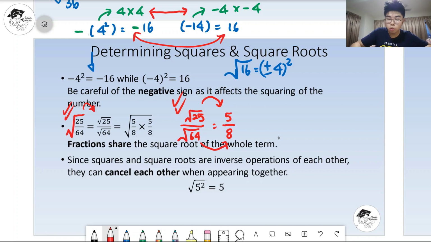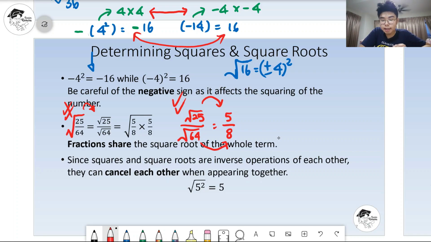Okay, so it's easier for you to split it first. Split the numerator and denominator. You put the square root on top, you put the square root at the bottom, because the square root for the whole fraction is shared between the two numbers, the numerator and denominator. It's shared. The square root is shared.